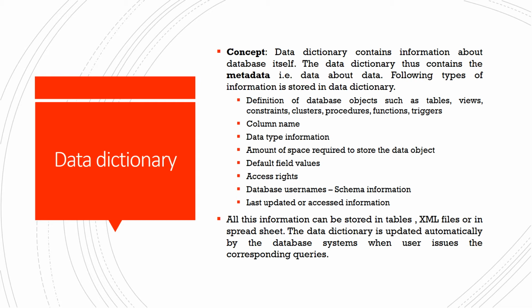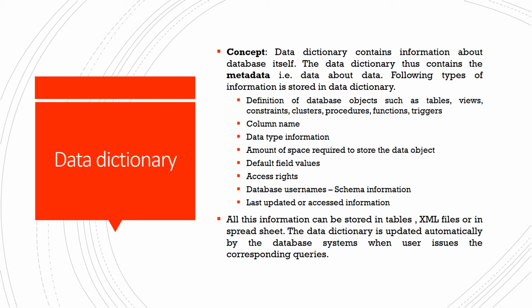Definitions of data objects such as tables, views, constraints, clusters, procedures, functions, triggers, all these things are available. It contains column names, data type information, the amount of space required to store the data object, default field values, access rights, database user and schema information, and last updated or accessed information. All this information can be stored in a table, in an XML file, or in an Excel sheet, that is, a spreadsheet.